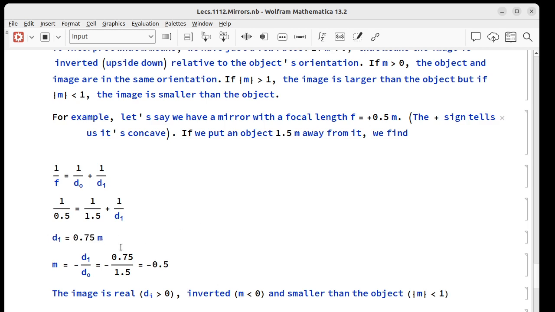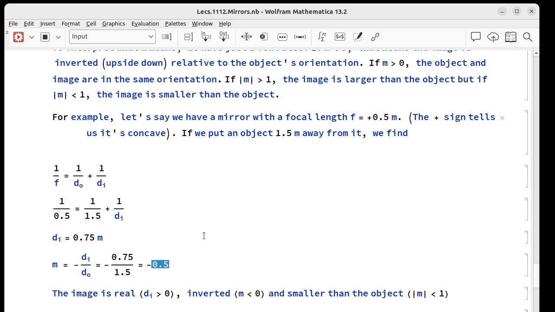Now that we know this, we can plug it in the magnification equation. First, we notice this di is positive, so this is going to be a real image. We could project this onto a screen if we wanted. Now we plug it in the magnification formula. We get negative 0.75 over 1.5. That gives us negative 0.5. So what that tells us is that our image may be real, but it is inverted. It's upside down. It's also smaller than the object.